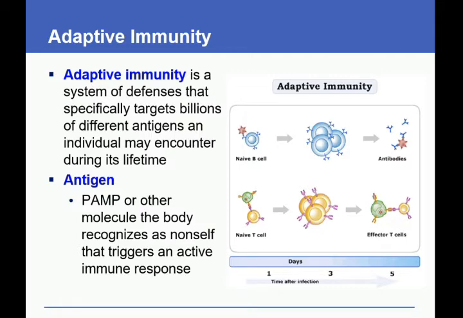Adaptive immunity is a system of defenses that specifically targets billions of different antigens an individual may encounter during its lifetime. Antigen. It is a PAMP or other molecule that the body recognizes as non-self that triggers an active immune response.